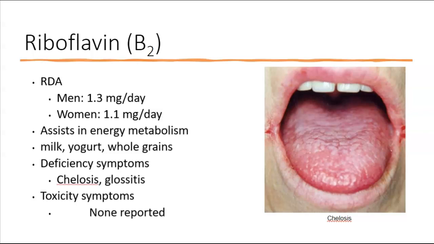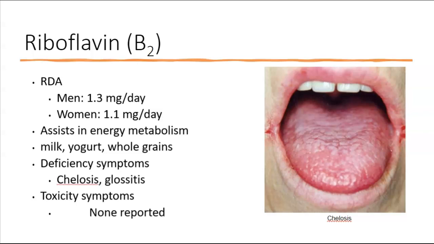The next one is riboflavin, that is also known as B2. The RDA for men is 1.3 milligrams per day, and women are 1.1 milligrams per day, and it too assists in energy metabolism. Good sources are milk and yogurt. I mentioned milk in the last video, and riboflavin. Also, whole grains are a good source of it.